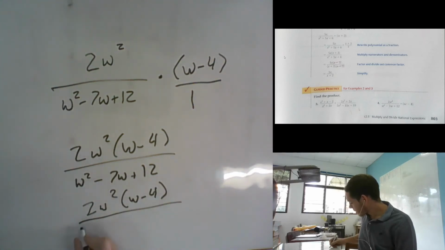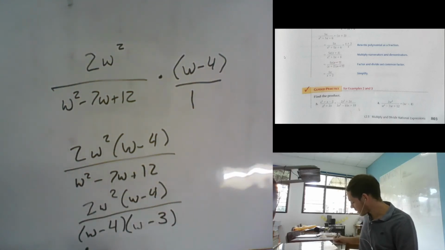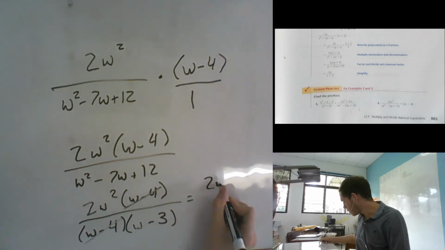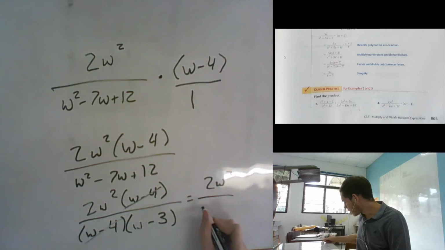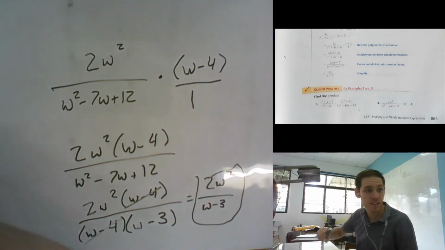Okay. Then we get w minus 4 times w minus 3, because that's what factors into this, and we cancel out the w minus 4, so we get 2w squared over w minus 3. And there's our solution right there.